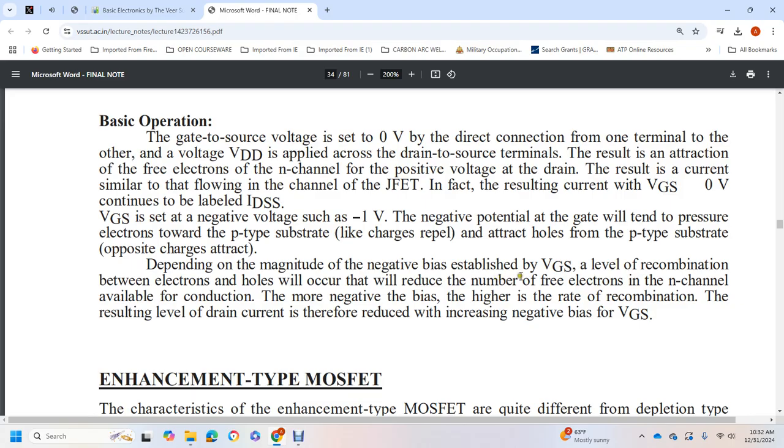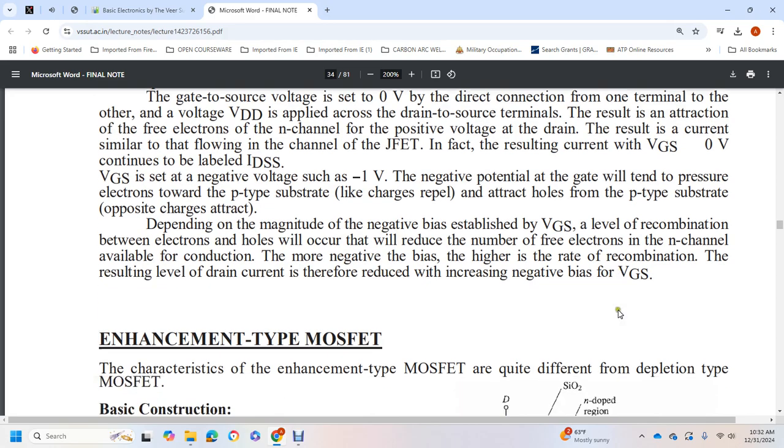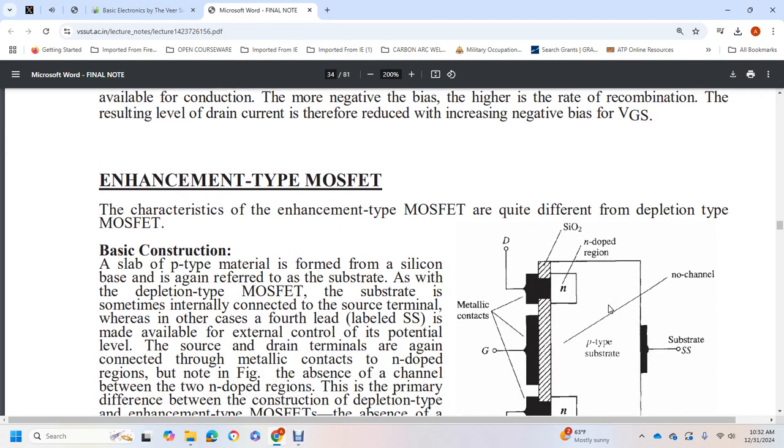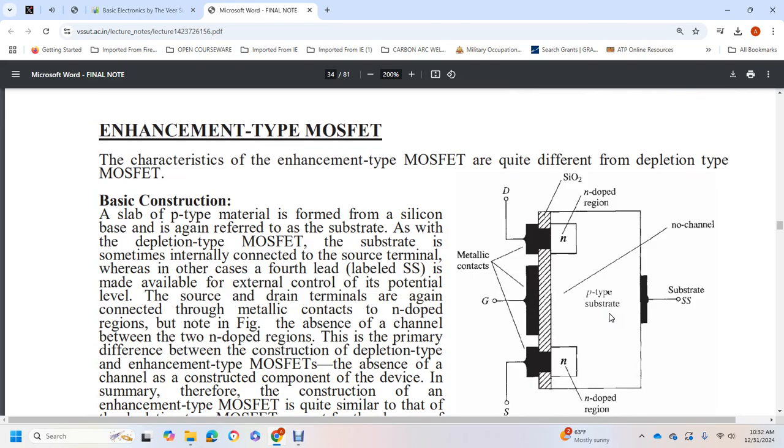The more negative the bias, the higher the rate of recombination. The resulting level of the drain current is therefore reduced as we increase the negative bias of the voltage gate source. Enhancement type of the MOSFET. The characteristics of the enhancement type MOSFET are quite different.